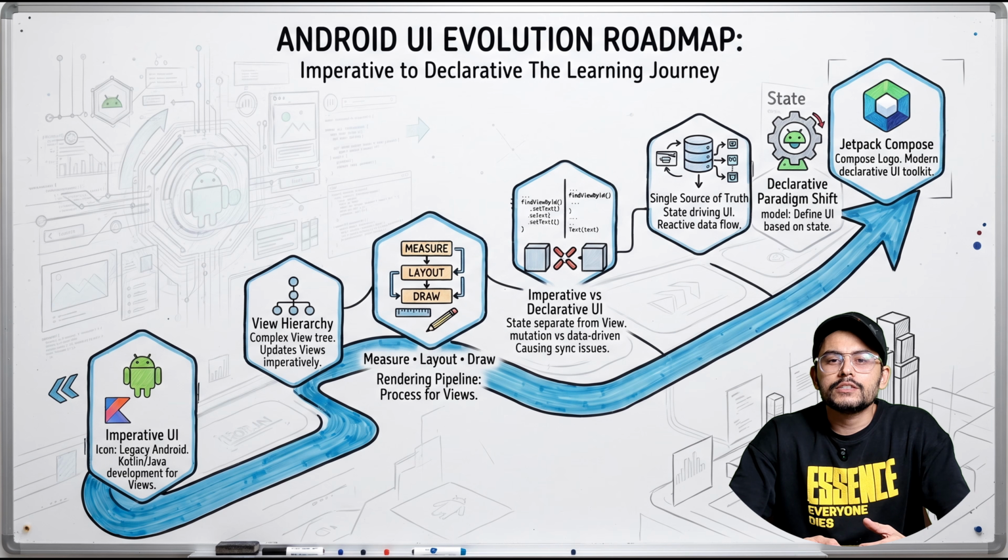After that, we'll discuss one of the biggest architectural limitations of the traditional view system, the state disconnect, and understand why keeping the UI synchronized with application data became increasingly difficult as applications grew. Once we understand the problem, we will move on to state as a single source of truth and see how Jetpack Compose changes the relationship between the data and the UI. Finally, we'll bring everything together by understanding the declarative paradigm shift and why Jetpack Compose represents a fundamental change in the way Android UIs are built.